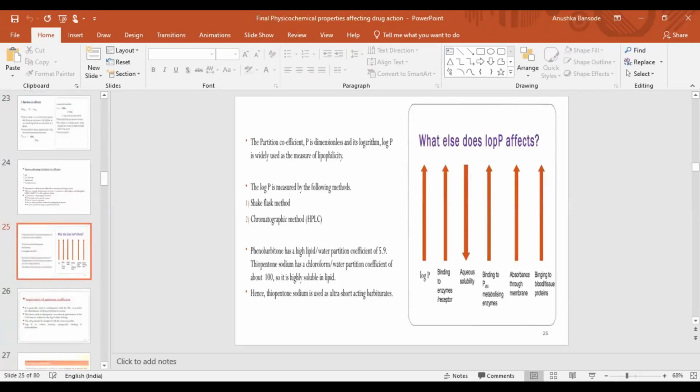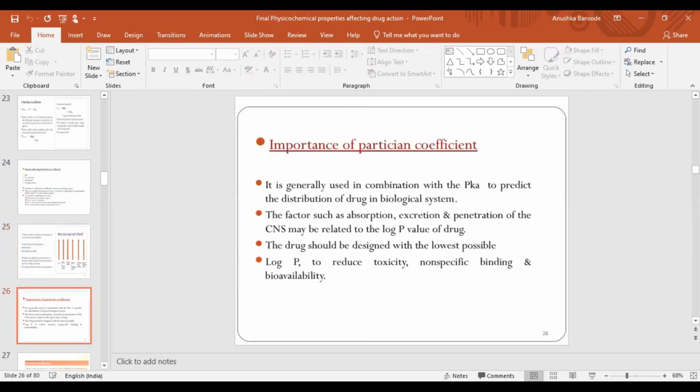The partition coefficient P is dimensionless, and its logarithm, log P, is widely used as the measure of lipophilicity. Log P is measured by the following methods. One is the shake flask method, and the second is by using chromatographic techniques, mostly HPLC, right? Now, how important is the partition coefficient? We will see by the following points.